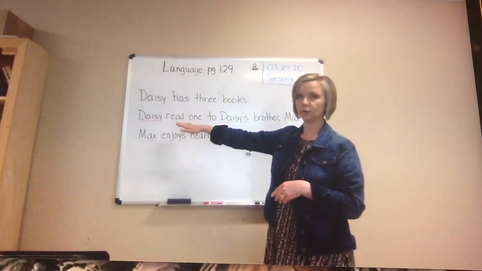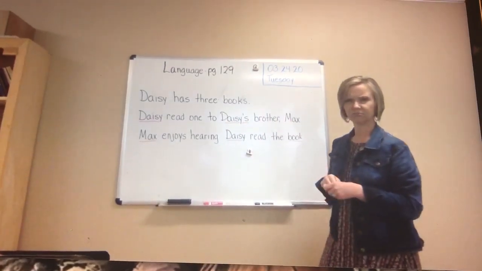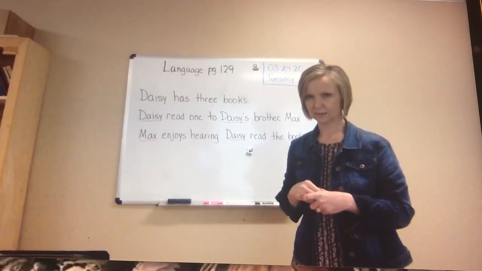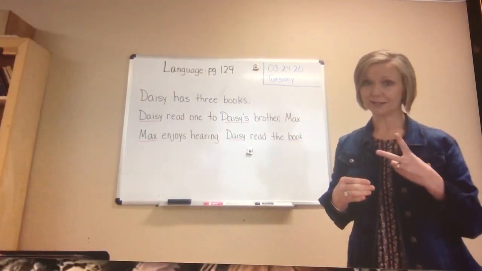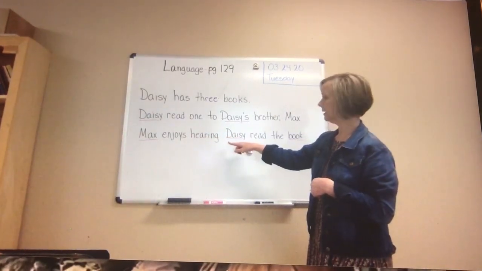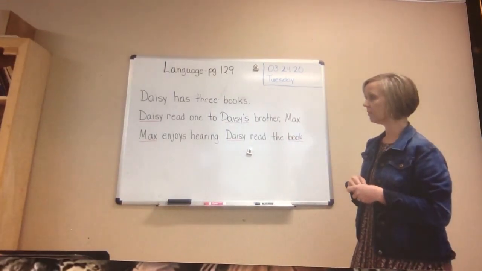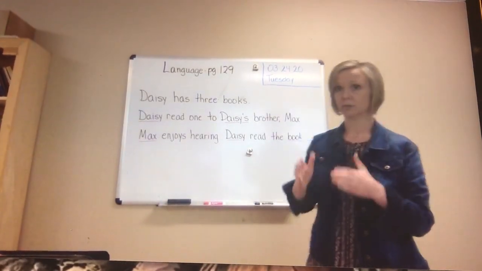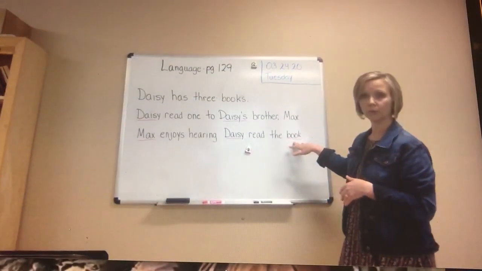Look at sentence number 2. Daisy read one to Daisy's brother, Max. It's a lot of words there, isn't it? Repetitive. I'm using Daisy twice. Max enjoys hearing Daisy read the book. We're using a lot of nouns there, concrete nouns. Proper nouns being Max and Daisy. And then this common noun, book.